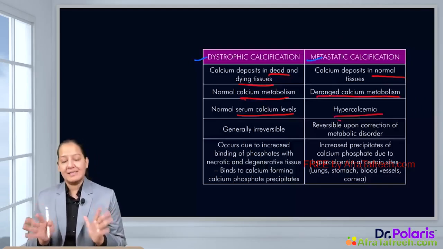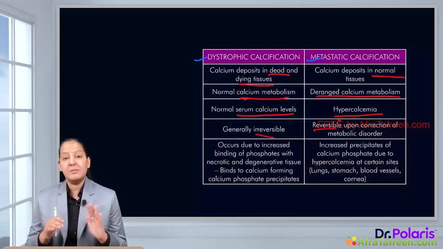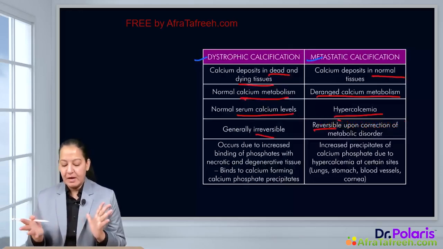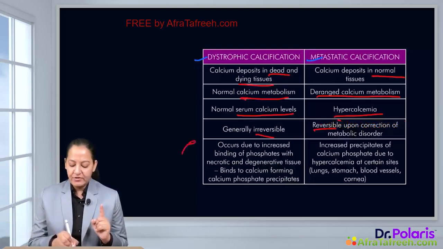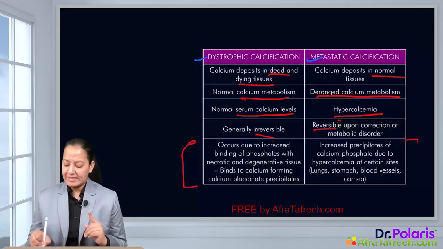We have learned the examples. The dystrophic one is irreversible. The metastatic one is reversible if we correct the deranged calcium metabolism. We have learned the examples of dead and degenerated tissue. We have learned the sites where metastatic calcification is common. We have learned the pathogenesis of the two.